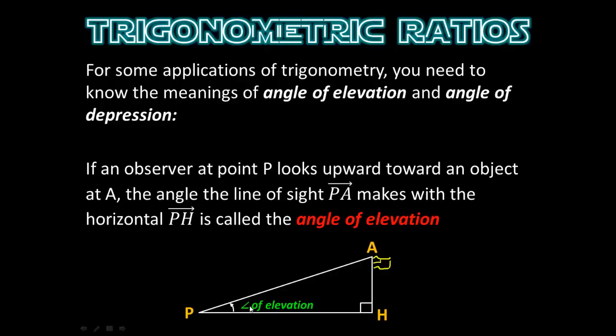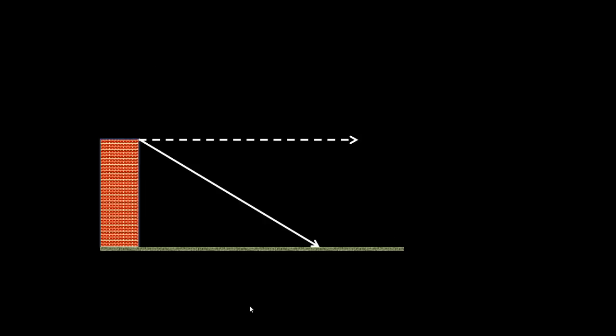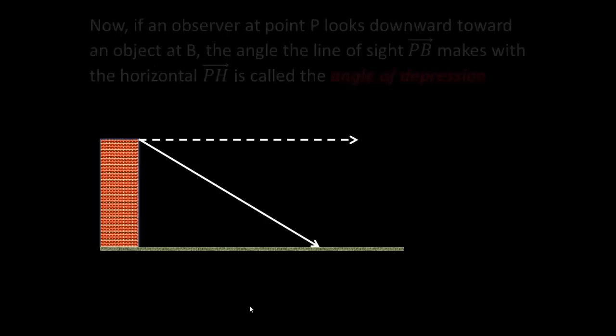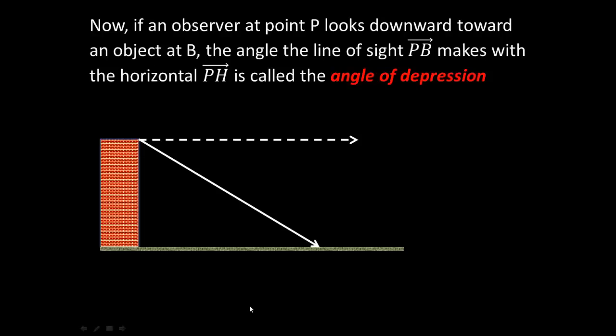Now, the angle of elevation is easy. It's hard to get confused on that one. What's not hard to get confused on, and you need to be careful of, is angle of depression. So, let's say that we have an observer at point P looking down towards an object at B. The angle of the line of sight PB makes with the horizontal, which is PH, is called the angle of depression. Now notice that the angle of depression always goes from the horizontal to the line of sight.